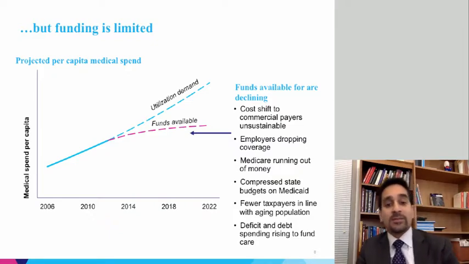Now, of course, what the government will do is increase taxes to relieve that, or shift deficit funding to cover it from other sources, but that places an even greater stress on the overall economy. State budgets are running out of money for Medicaid. Fewer taxpayers are available to pay into these programs in line with the aging population. So as less and less of the population is in the active workforce and more people are on Medicare, there are fewer people paying in and more people withdrawing. And in addition, as I mentioned before, the deficit and debt spending to fund all of these healthcare expenditures is continuing to grow.